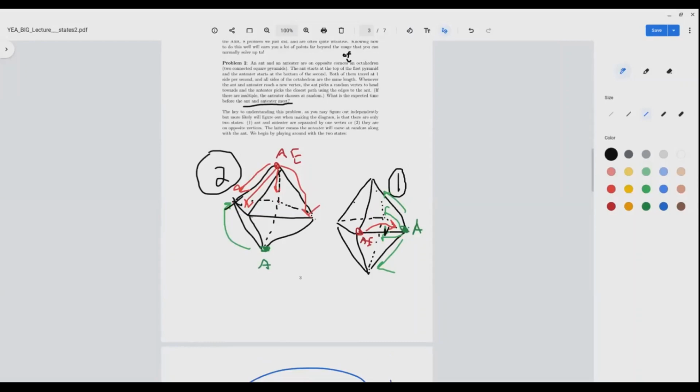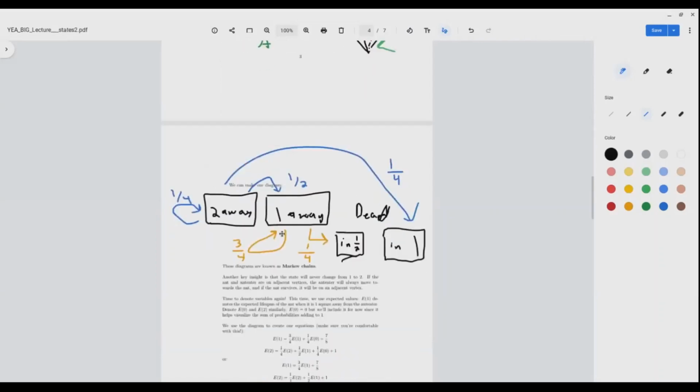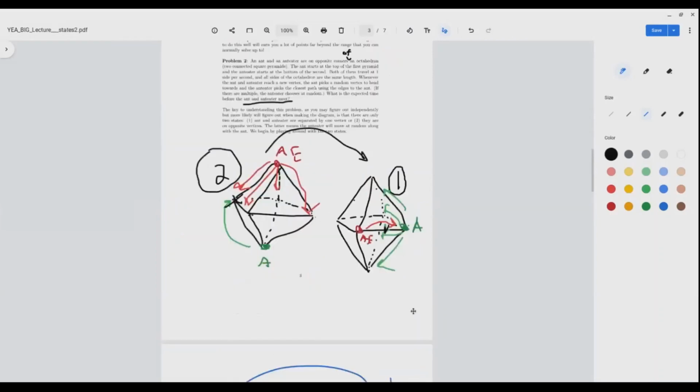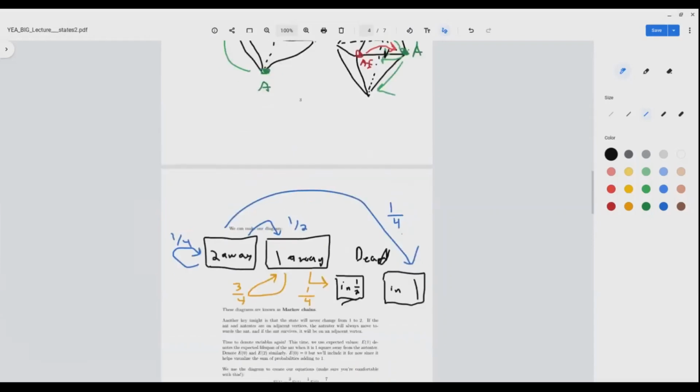And then there's a 1/2 chance that it goes to one of the vertices next to this, so the 2 state will move to the 1 state. And then there's a 1/4 chance that the anteater goes to the opposite vertex as the ant, which means that it'll stay at the 2. We represent that here. With 2 away, it goes to 1 away with 1/2 chance, stays at 2 away with 1/4 chance, and goes to dead in 1. Dead in 1 means dead in 1 second, and that has a 1/4 chance.